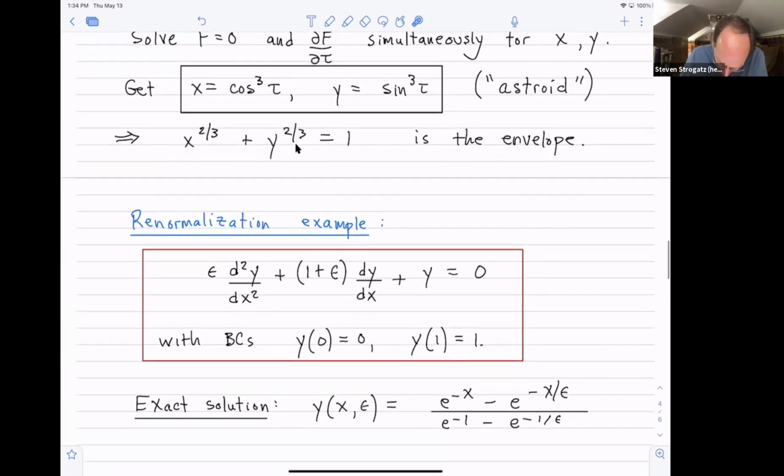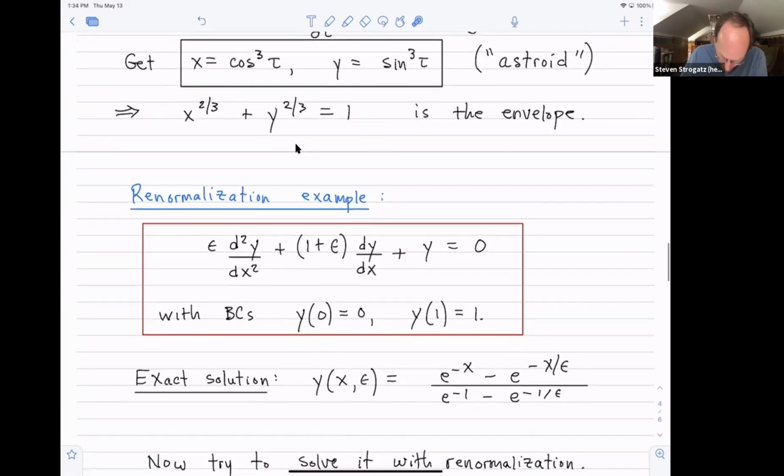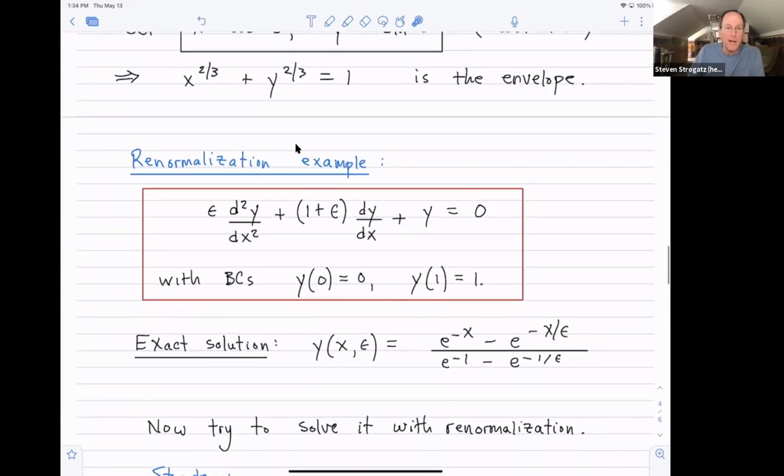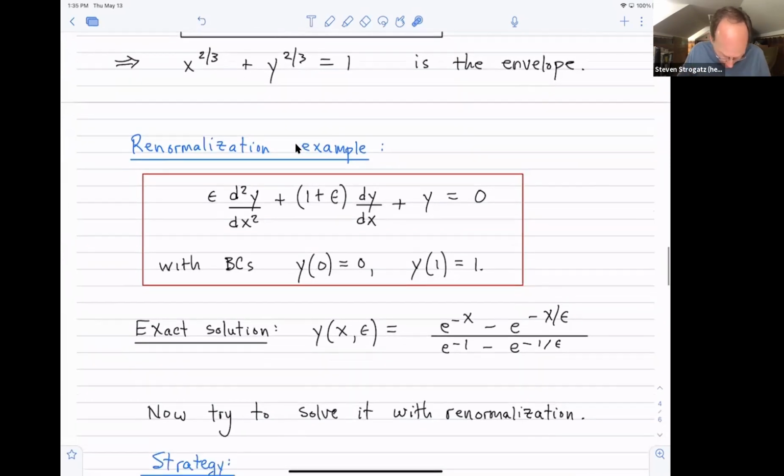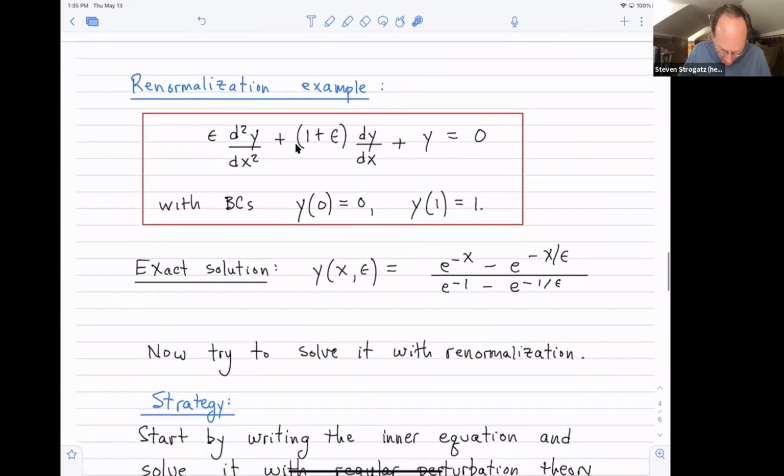So anyway, that's what the exact solution is going to look like. It gives you a feeling for the character of what we should expect. Now, let's try to solve it, pretending we don't know the exact solution, with renormalization. So what does this mean?